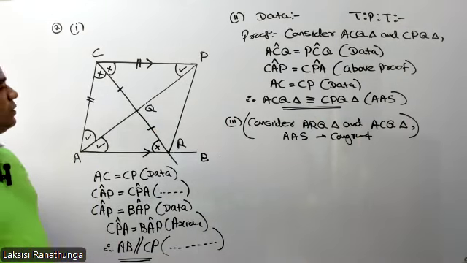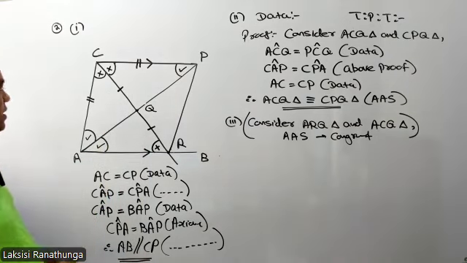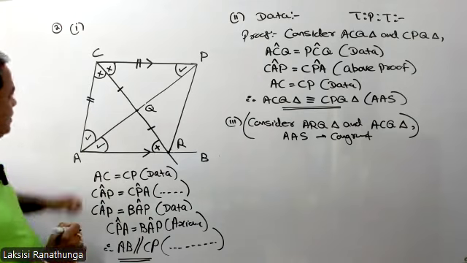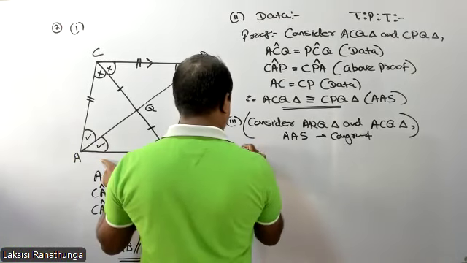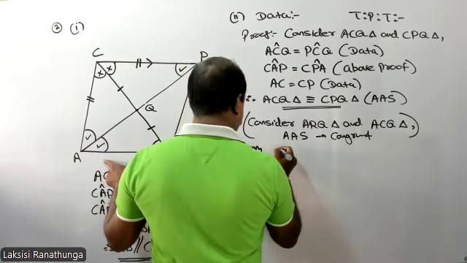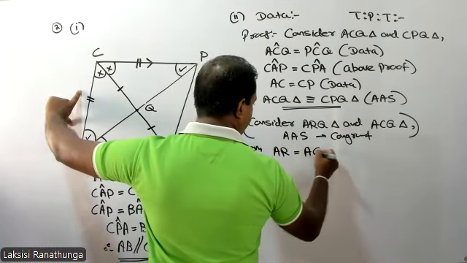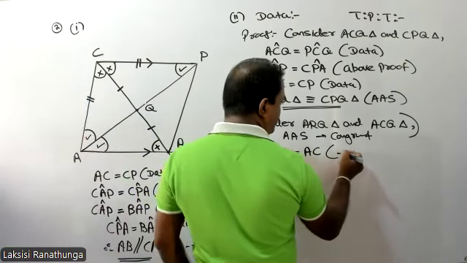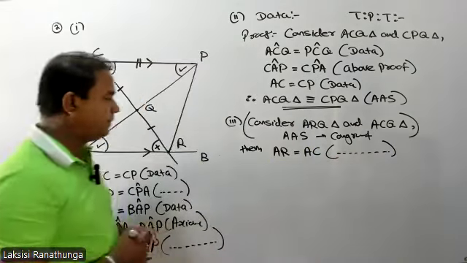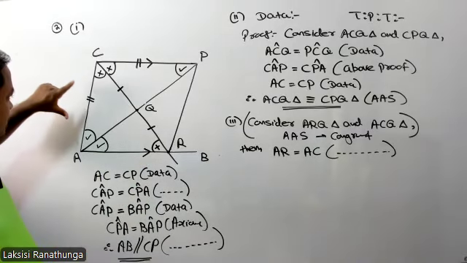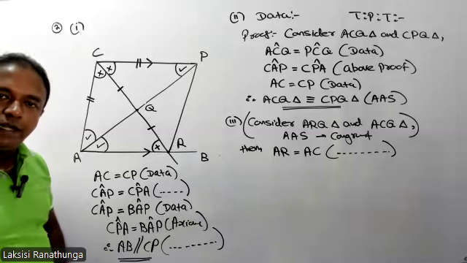Right? Congruent. If these two triangles are congruent, then you write AR equal AC. Reason: corresponding sides of two congruent triangles are equal. AR equals AC. Corresponding sides of two congruent triangles are equal.